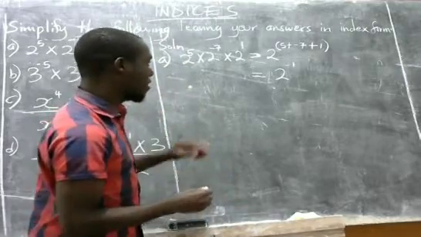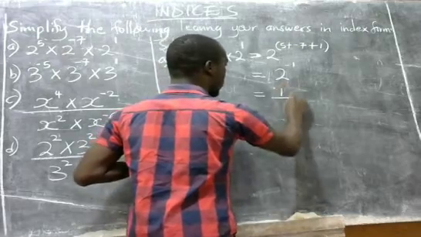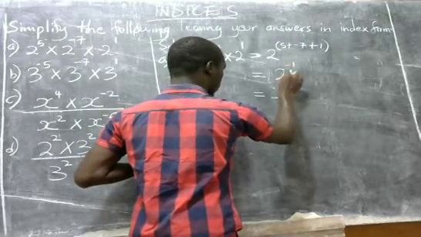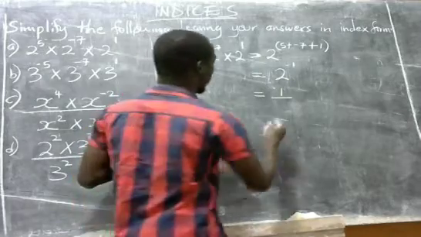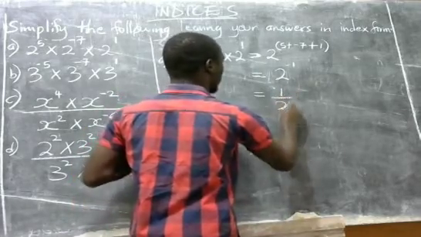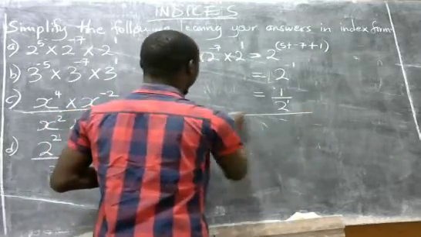I want to make my power positive. Then I take a reciprocal of the 2. Remember, the 2 is all over 1. Then this reciprocal is 1 all over 2. Then power 1, just like that.